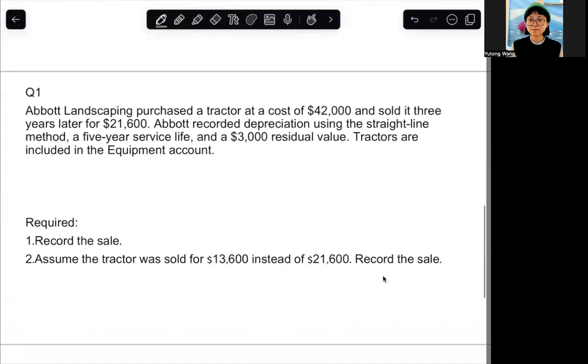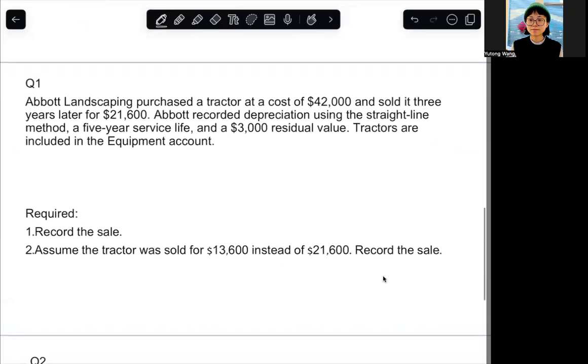Okay. After we review the content, now let's talk about the exercise. You can pause for 5 minutes, actually as long as you want, and then we will talk it through together.